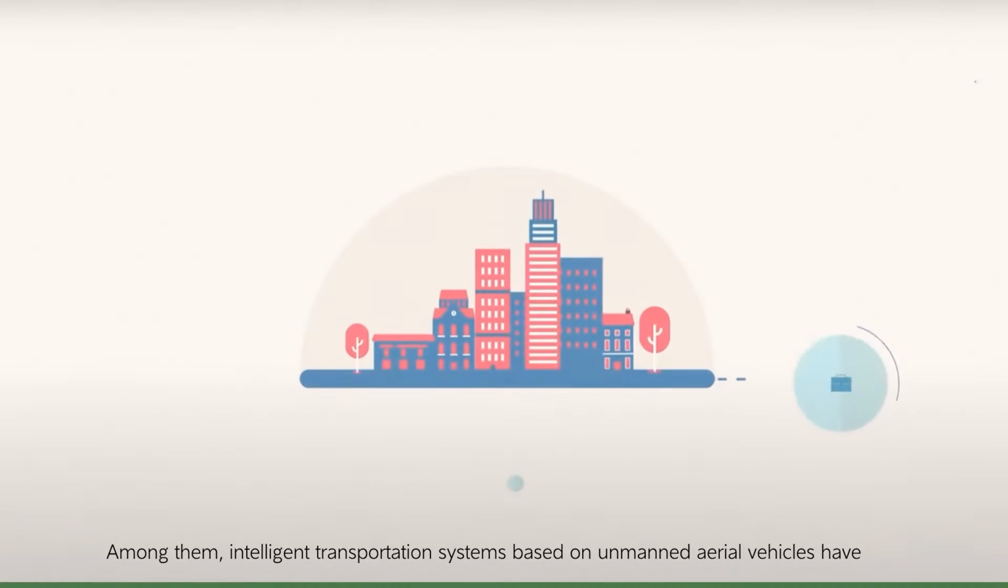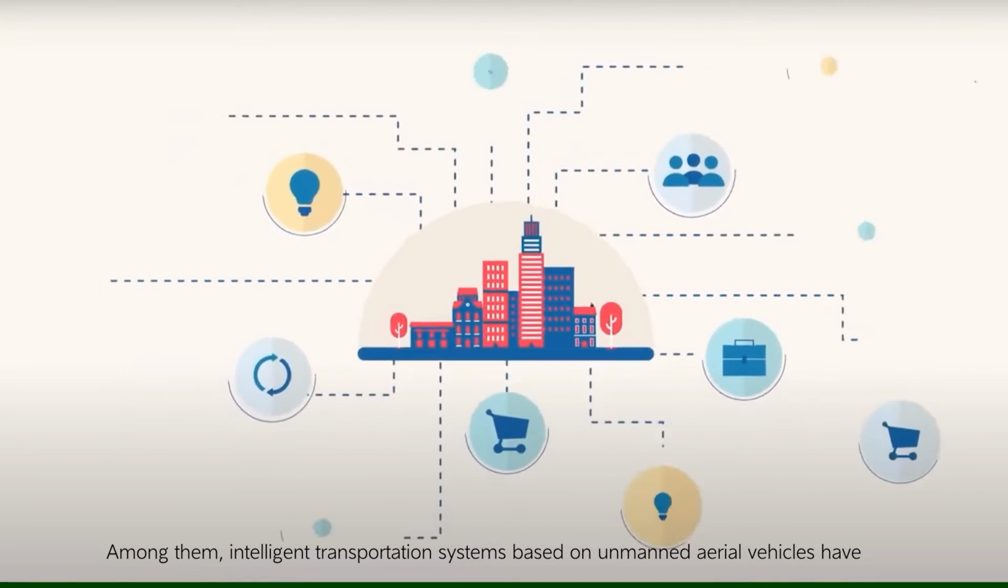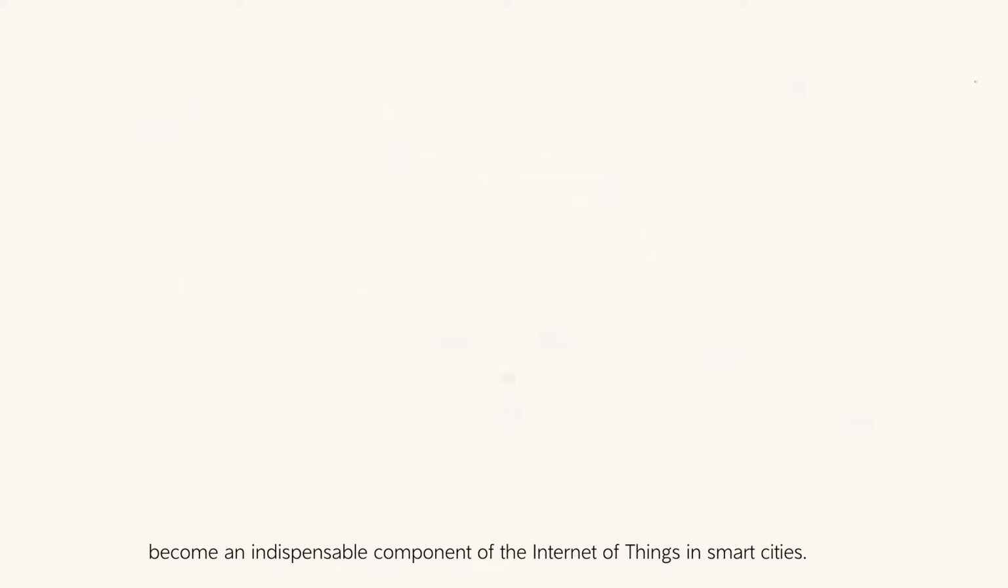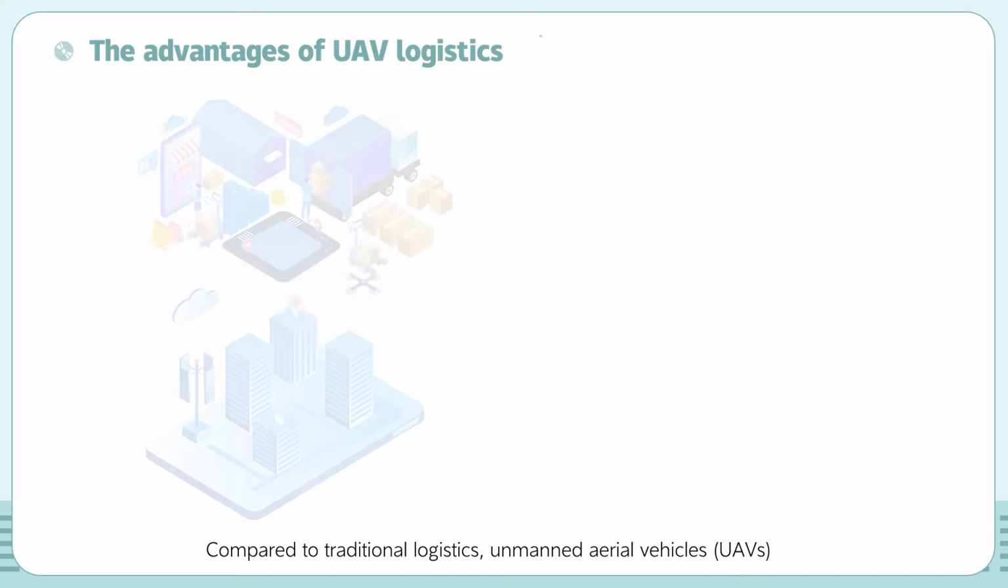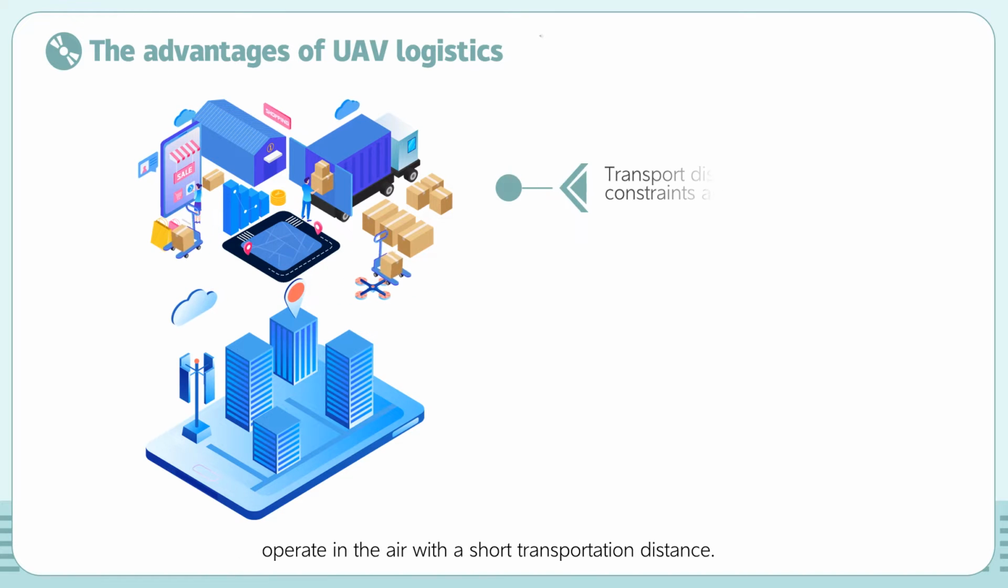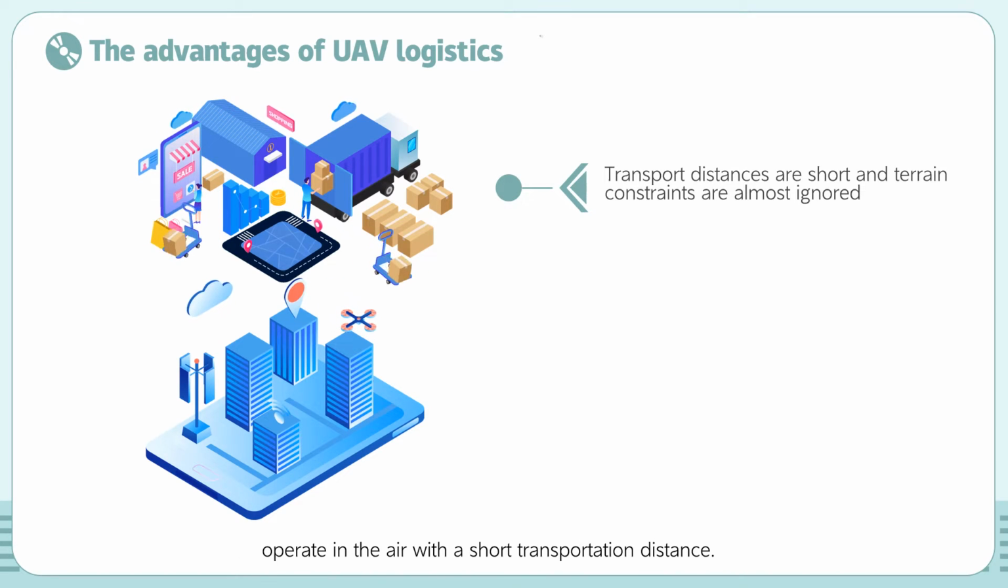With the continuous development of technology, smart cities have entered a new era. Among them, intelligent transportation systems based on unmanned aerial vehicles have become an indispensable component of the Internet of Things in smart cities. Compared to traditional logistics, unmanned aerial vehicles, UAVs, operate in the air with a short transportation distance.